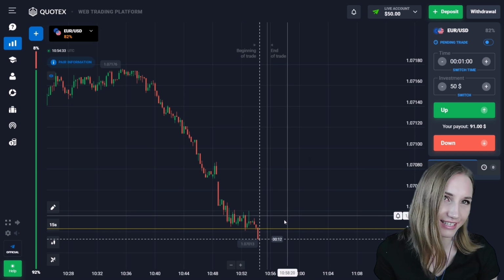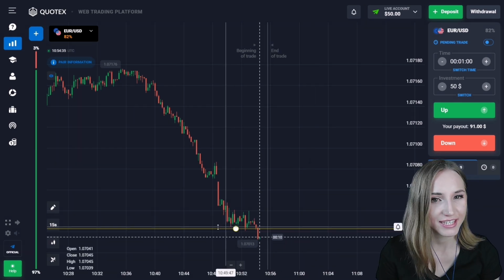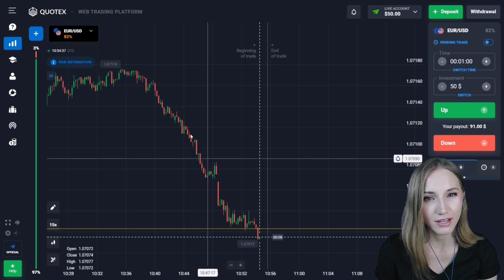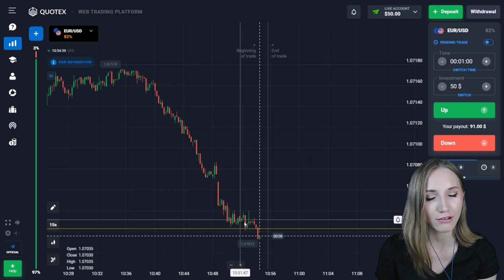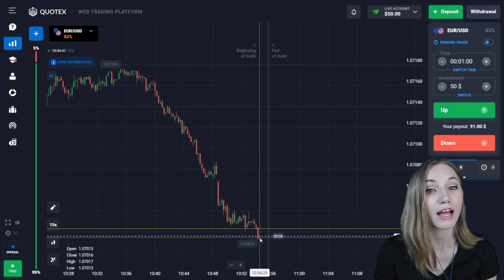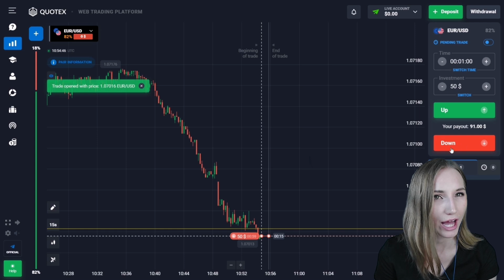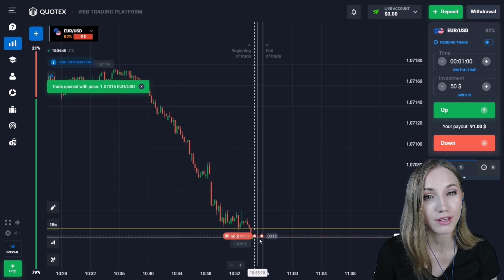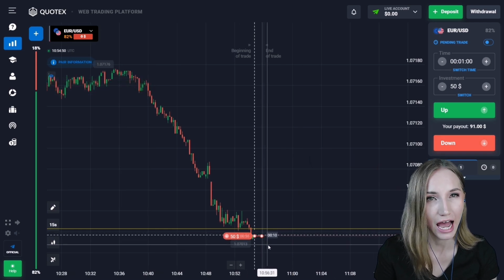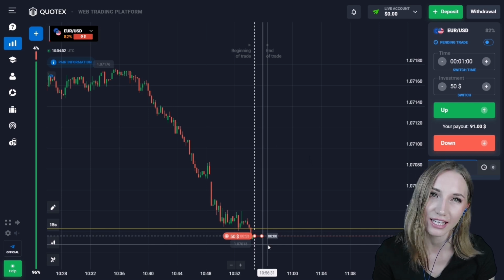So let's start. Here you can see the support level and also there has been a very confident downtrend. The price approached this level and is now starting to break through it. So let's open a trade down for 1 minute. I think we will get a very impulsive movement down. It is called the breakout. Well, let's check it.